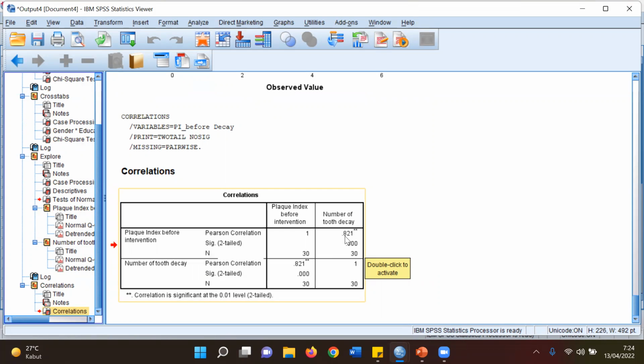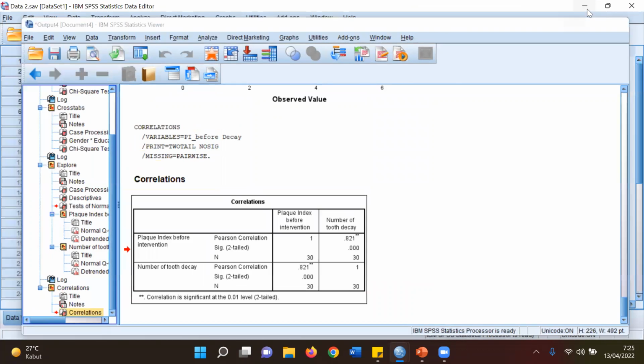As you know, correlation is between -1 and 1. So if it's near to 1, it means that there is quite a strong correlation between plaque index before intervention and number of decay, meaning that the higher the plaque index is, the higher the number of tooth decay of the sample is. So it's done. We have tested the hypothesis that there is a correlation between plaque index and number of tooth decay. Okay, here we have done the Pearson test.